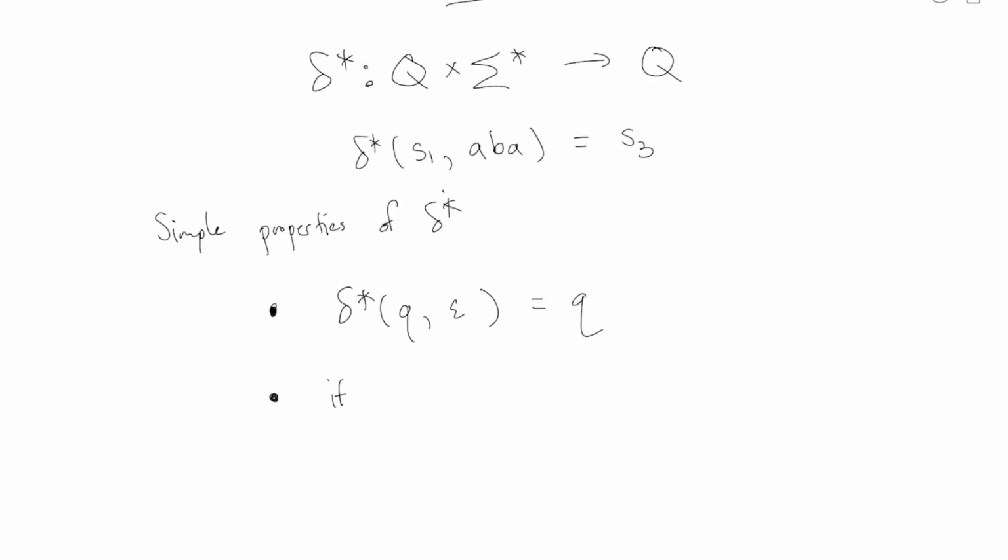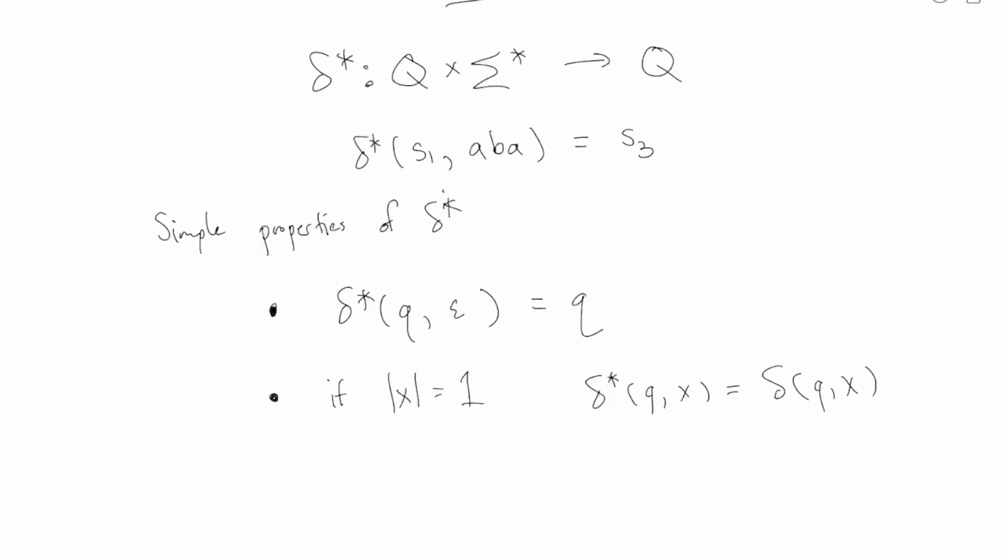How about if x is a string which happens to have length 1? Remember the absolute value signs mean that it has length 1. That means that x is just a single letter. Then delta star of q and x, well, then it equals just delta of q and x. Because if it's just a single letter, then doing a string which consists of a single letter is the same as doing the ordinary transition function, which works with single letters one at a time.